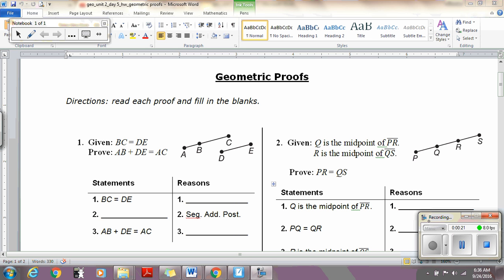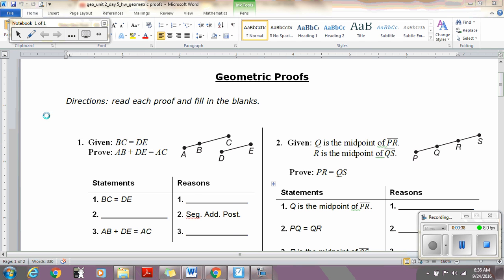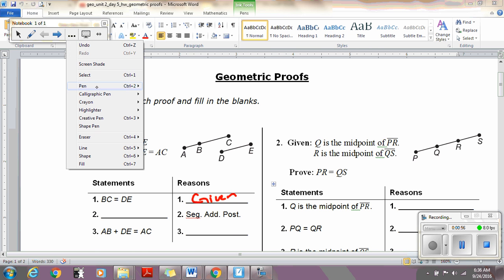Alright, for number one, it says given BC is equal to DE, prove that AB plus DE equals AC. So again, no matter the scenario, the first statement will always be your given information. Alright, and then the second reason tells us that they want us to use segment addition postulate. Segment addition postulate is again part equals whole.